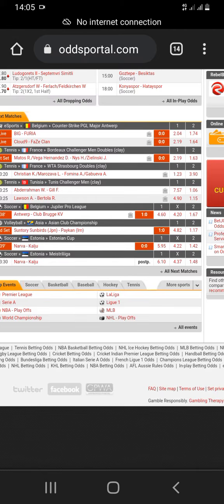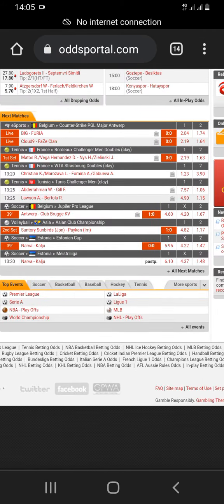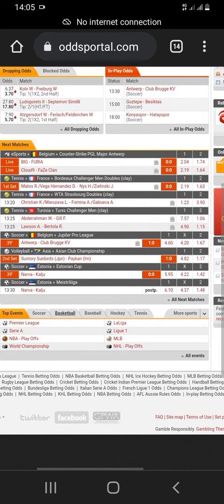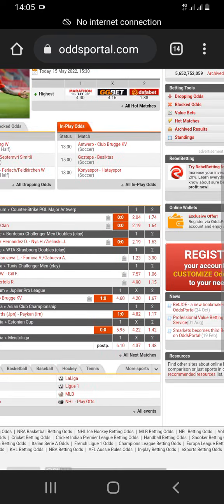So that's that. Aside from that, there are still other ones. There is Royal Antwerp, who is already winning at 1-0. There is also Nava Kalju in Estonia, who is playing 0-0 at 39 minutes. This is also an arbitrage bet. You understand? So that's that about that.